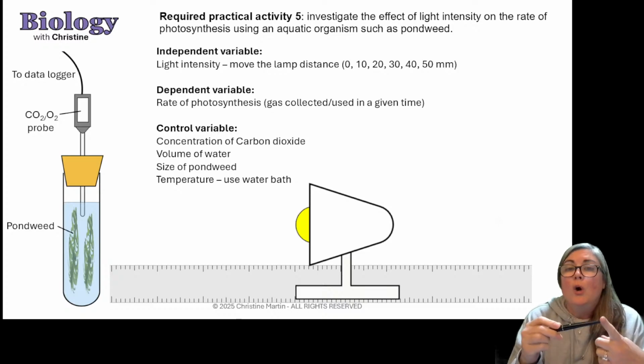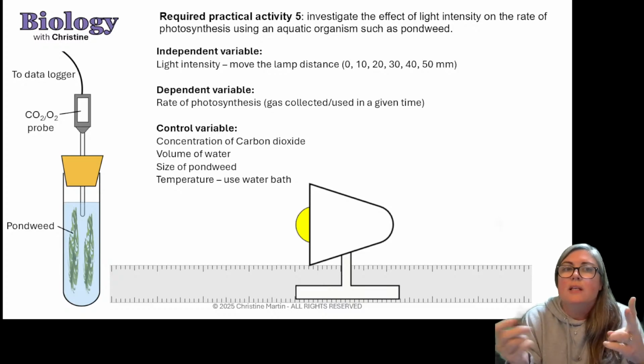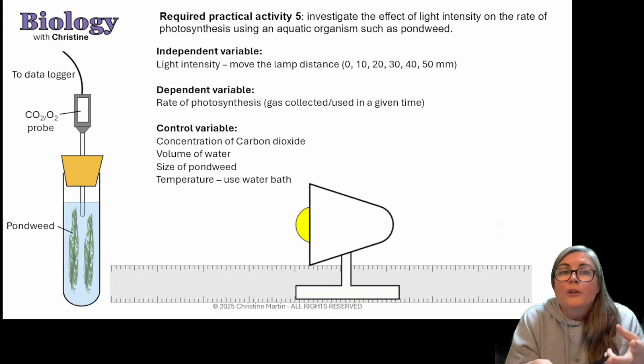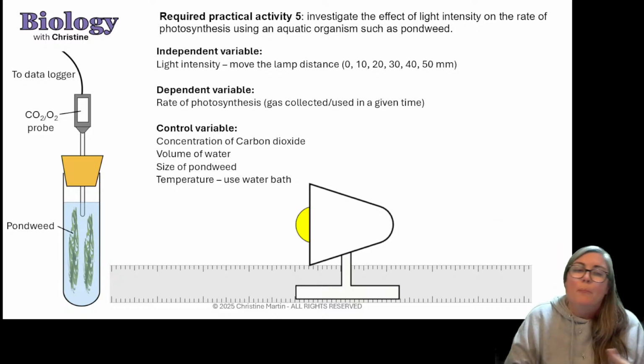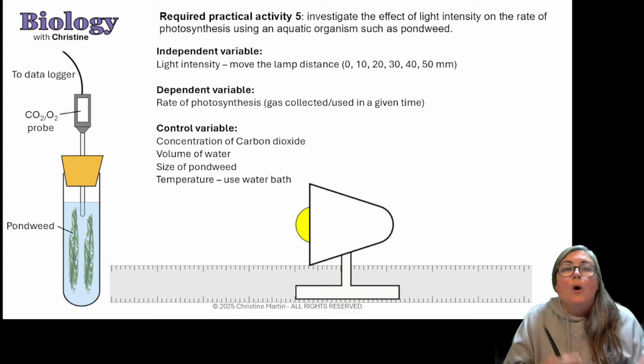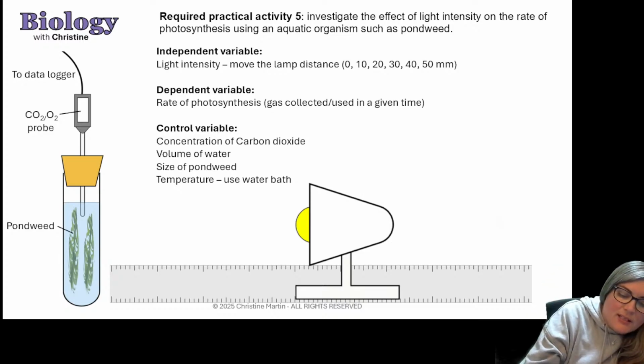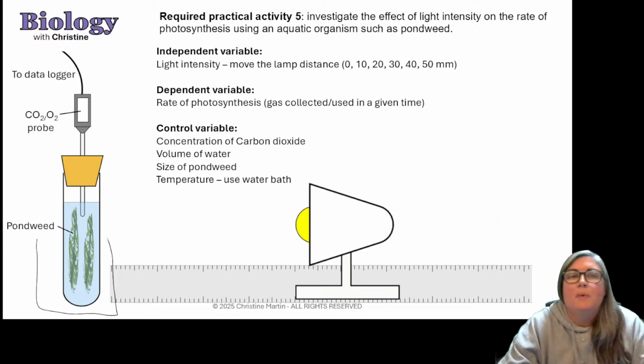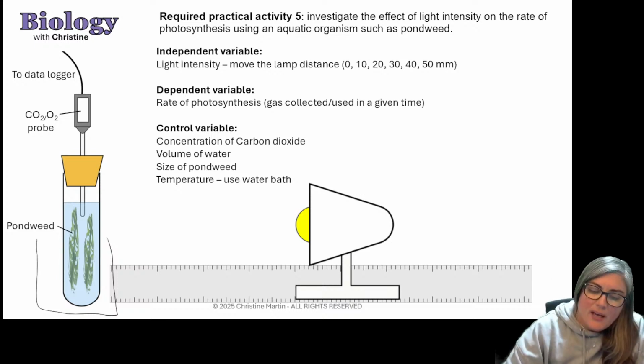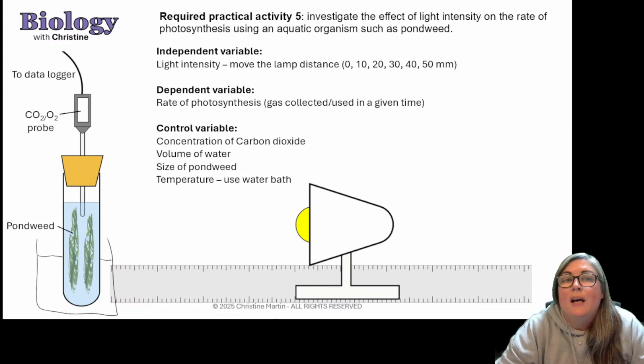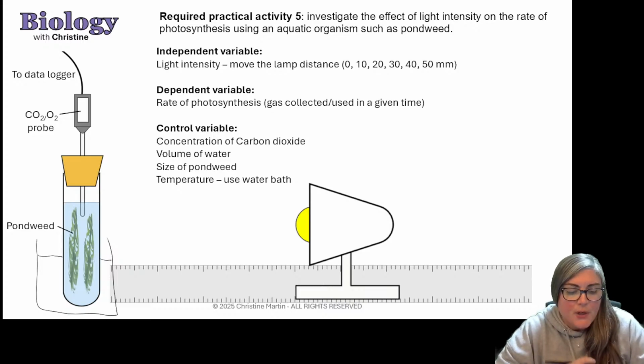So I must control my concentration of carbon dioxide, the volume of water that has been provided, the size of my pond weed, the number of leaves that they have, or the temperature. So I would want to ideally have this in a water bath. Well, that would be the better way of doing it. If I have it in a water bath, that's therefore going to ensure that I am controlling the temperature.